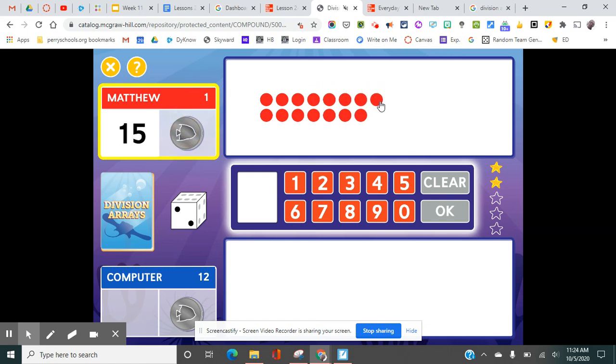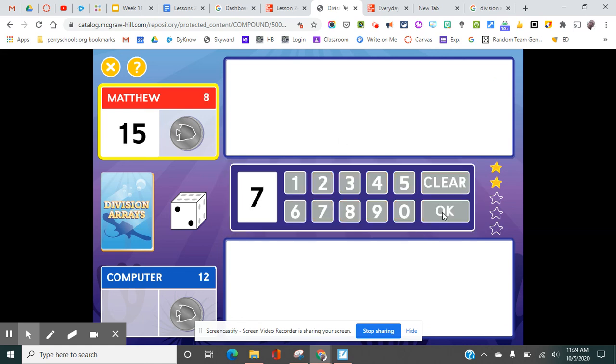Uh-oh. Now, what's this guy? I have no more. What is this guy right there? It's the remainder. It's extra, so it has to be over here to the side. To get my points, I have to count how many counters are in one row. How many points am I going to get? I get 7 points, because 1, 2, 3, 4, 5, 6, 7. So that's going to help me, but I've still got some work to do on the computer.